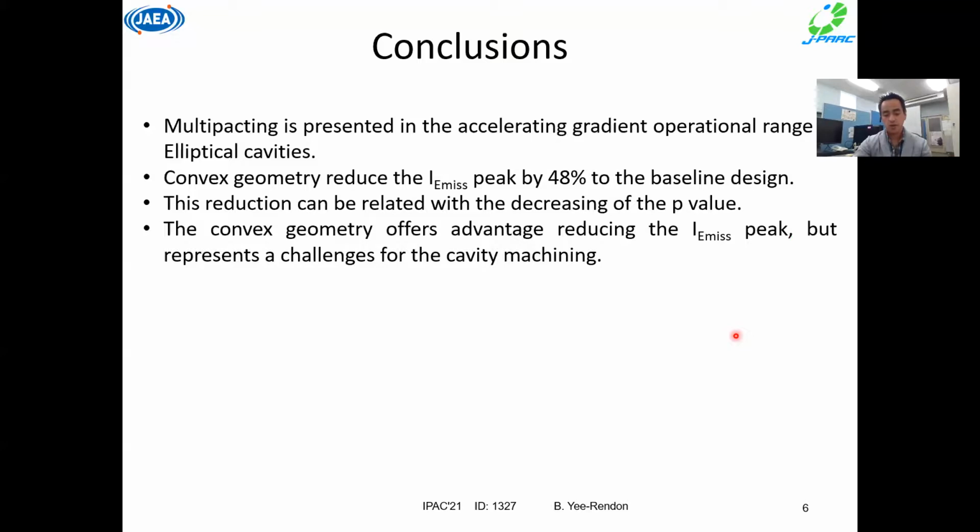However, this geometry represents a challenge for the cavity machining. Therefore, before making a final decision, we need to make more studies to see what the benefits of using it are against the challenge of machining this kind of cavity.